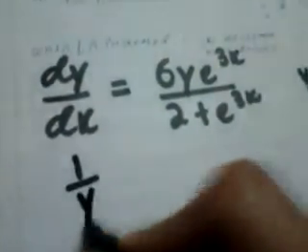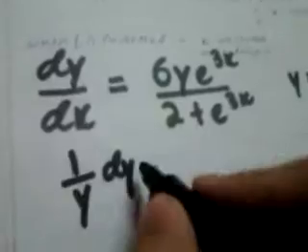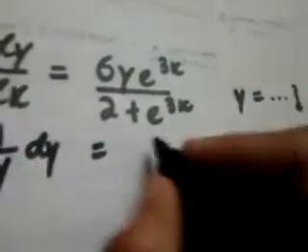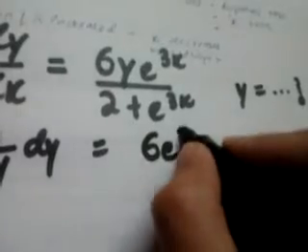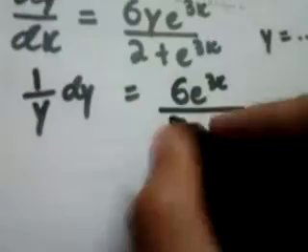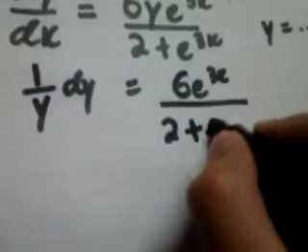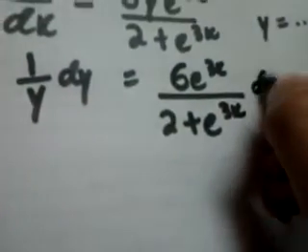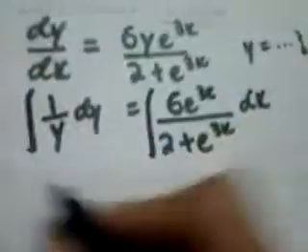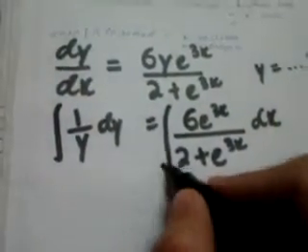So basically we have to do the same thing here. Let's do it. Separate the variables, put all the y and dy on one side. So this is going to be 1 by y dy, equals 6 e to the power 3x over 2 plus e to the power 3x dx. Y and dy on one side, x and dx on the other side. So let's integrate this. All that's left is to find the integrals.